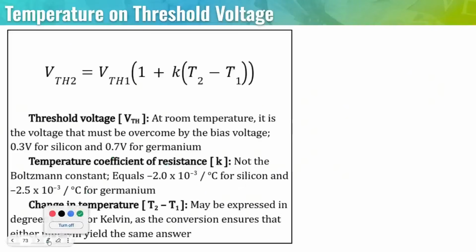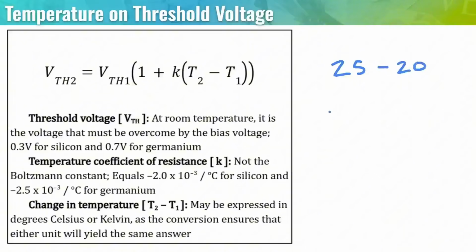Also, we have the temperature coefficient of resistance said to be negative 2.0 times 10 raised to negative 3 per degree Celsius for silicon, and negative 2.5 times 10 raised to the negative 3 per degree Celsius for germanium. This tells us that temperature affects different materials differently. Lastly, the change in temperature may be expressed in degrees Celsius or Kelvin. For example, if we had 25 minus 20 in Celsius, it's still going to be the same as 293.